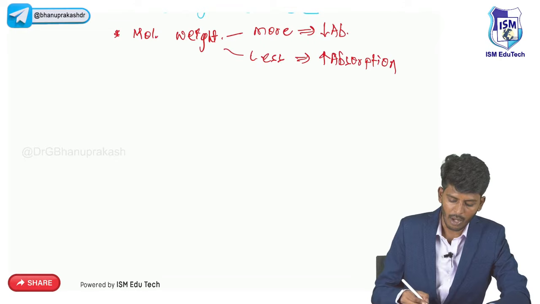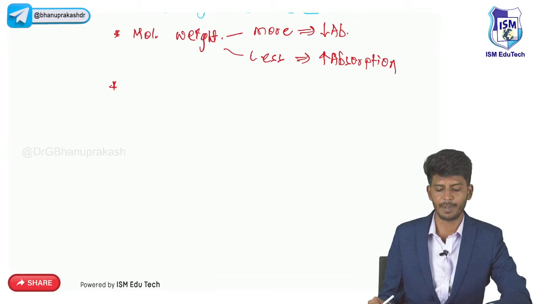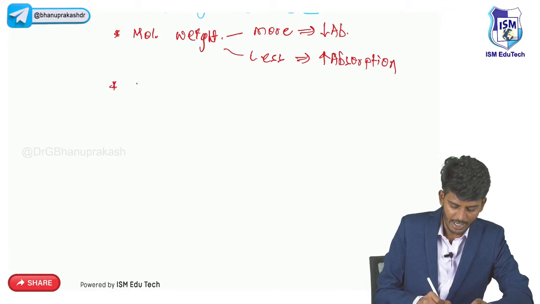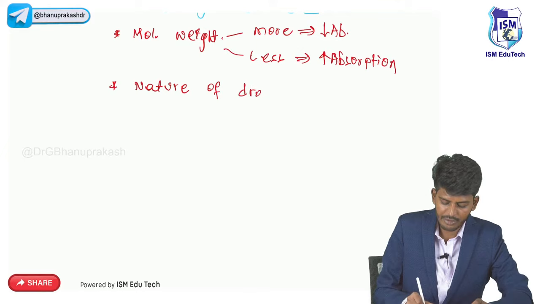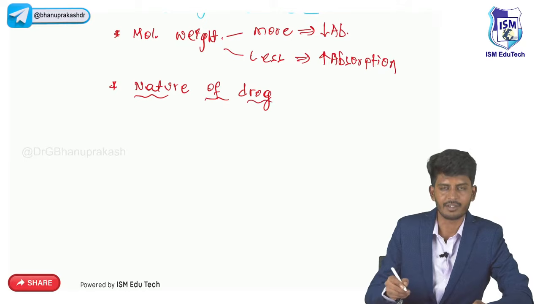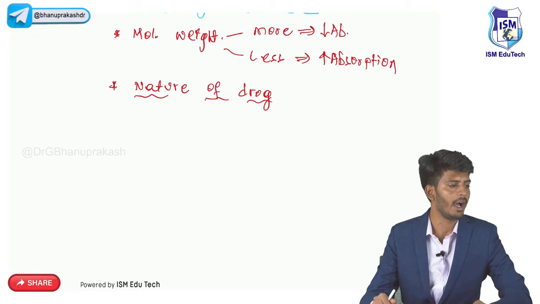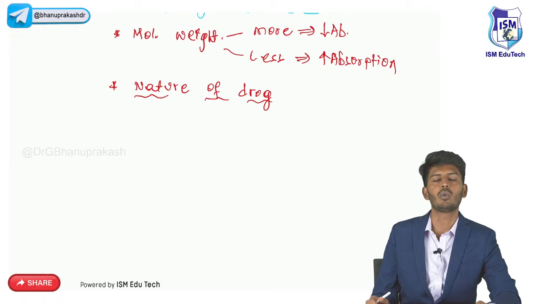Apart from the molecular weight, there are other important aspects. So what are those? See, guys, the chemical nature of the drug. I would like to tell you, what is the nature of the drug? Guys, listen to me. All substances can be acidic, and substances can be alkaline. So what will happen to absorption?